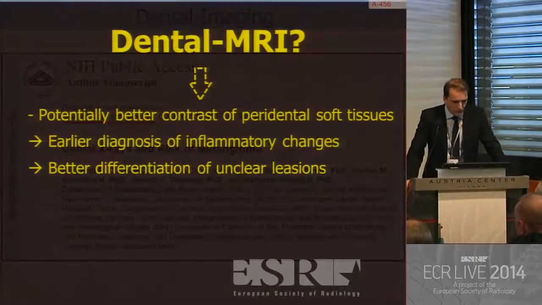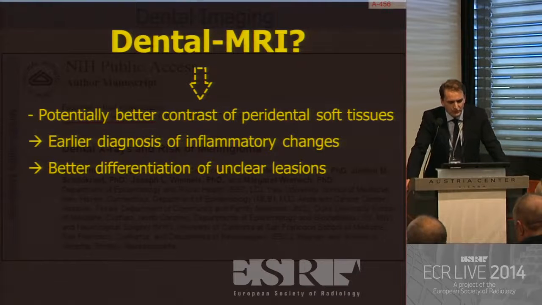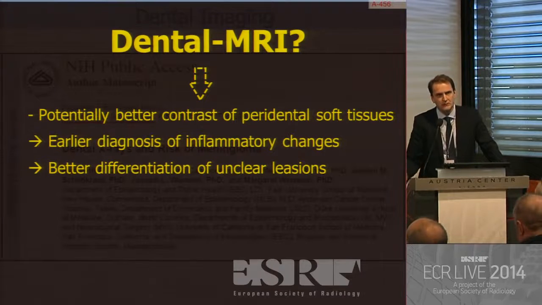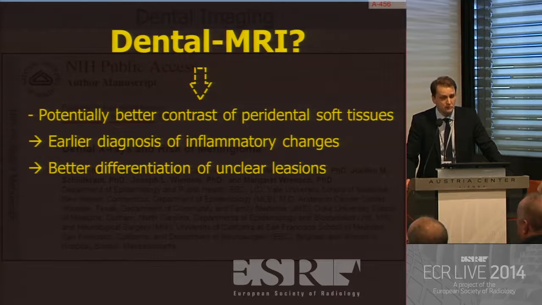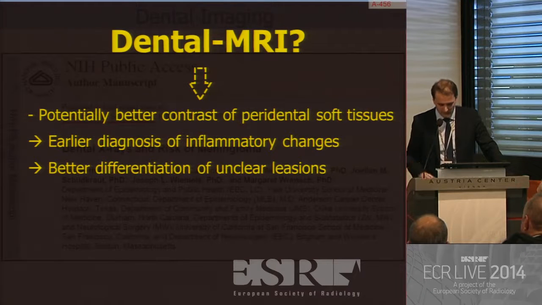So, what are the reasons? We could think about dental MRI that potentially could give us a better contrast of the periodontal soft tissues, and therefore could give us an earlier diagnosis of inflammatory changes in this area, and perhaps it could help us to differentiate unclear lesions. That was the motivation to think about MRI for my group.